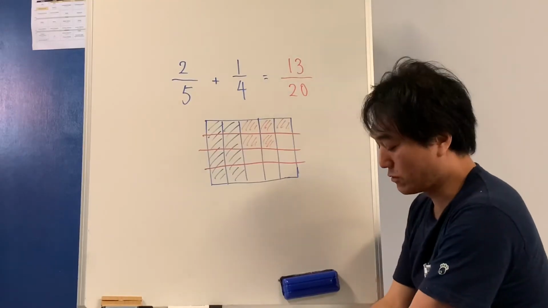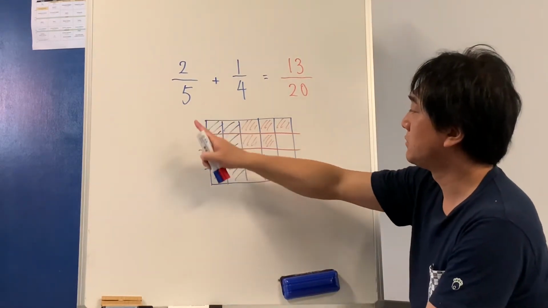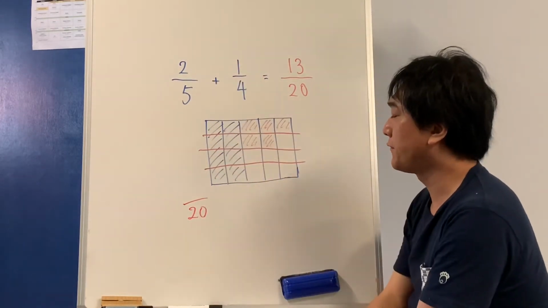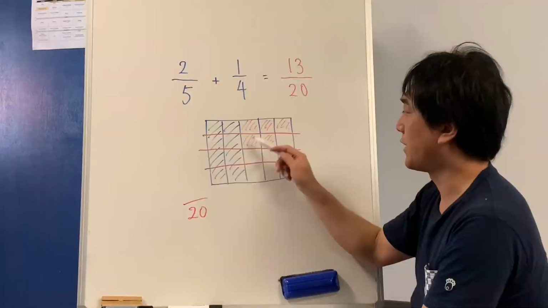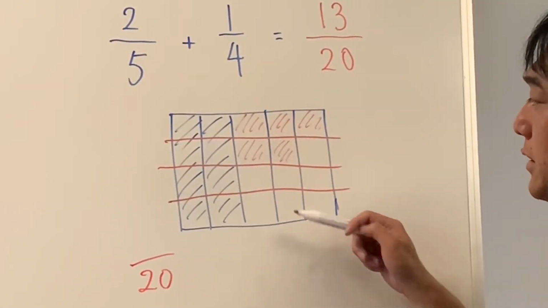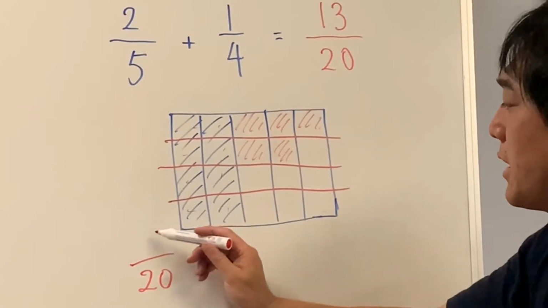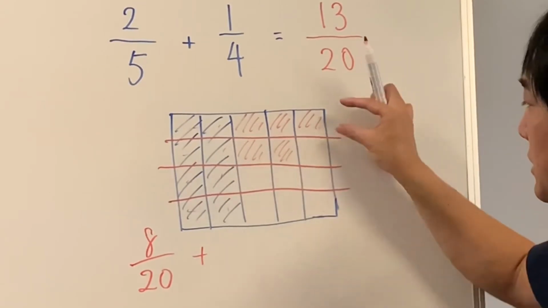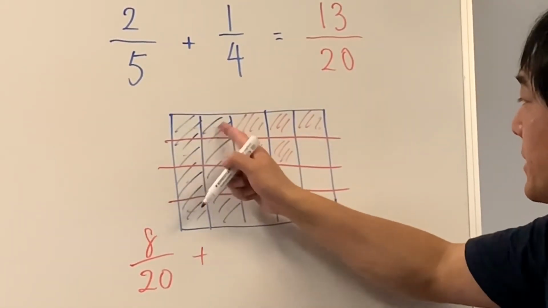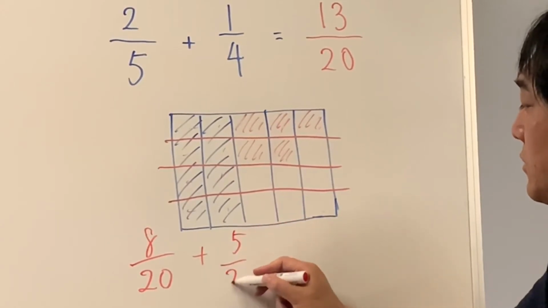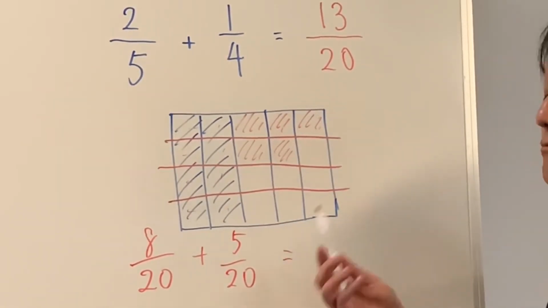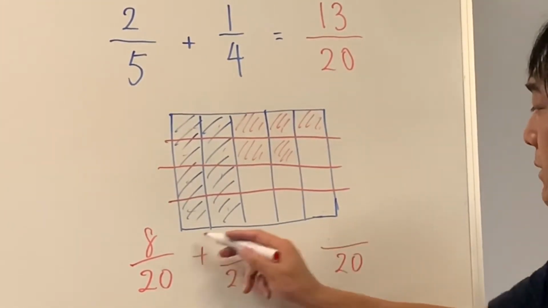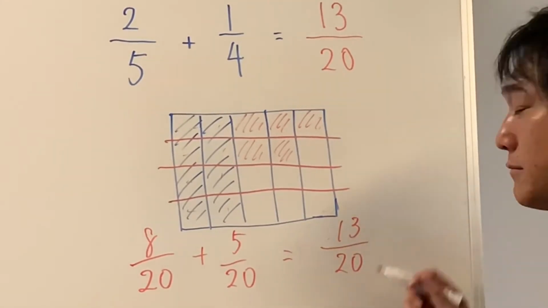Now, those people who are good at changing these to equivalent fractions: 2 out of 5, so 2 columns out of 5 columns is exactly the same as 8 20ths. 1/4 is like a whole row, right? Is exactly the same as 5 20ths. Now this is exactly the same as what we did before. Same denominators. 8 plus 5 is 13. Right?